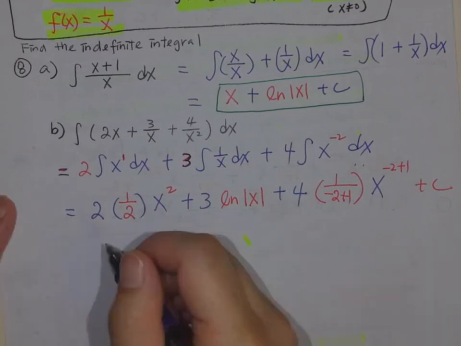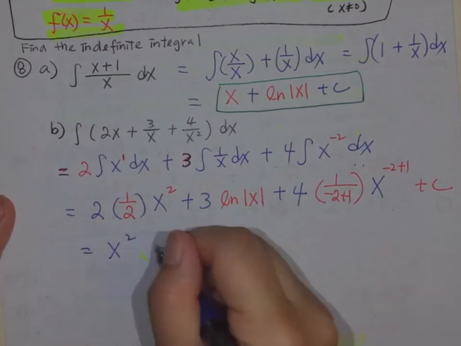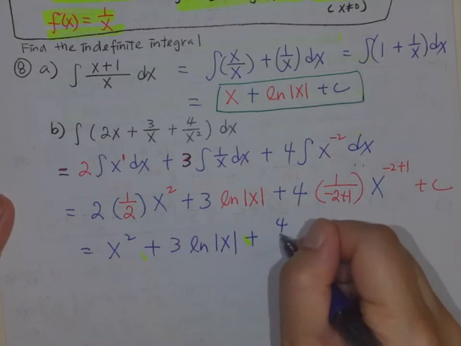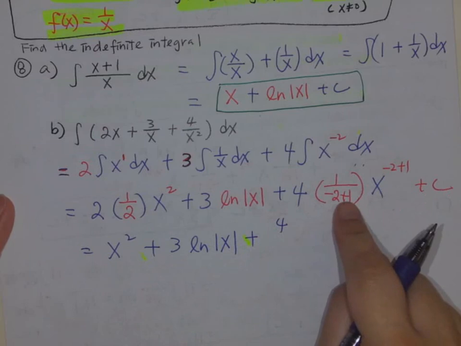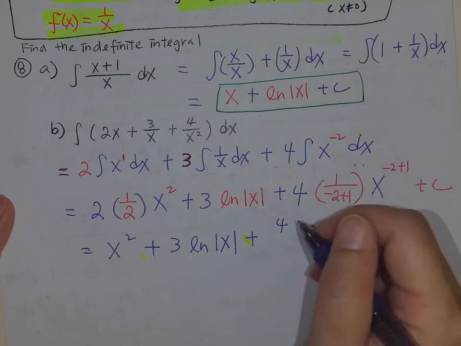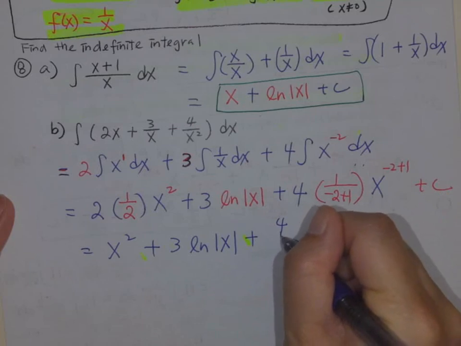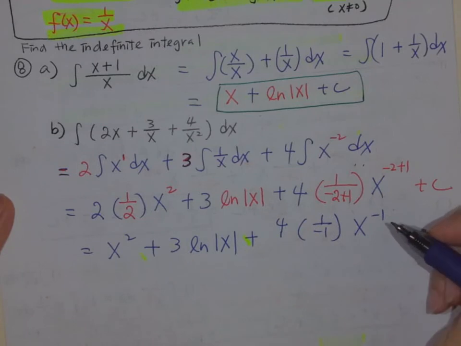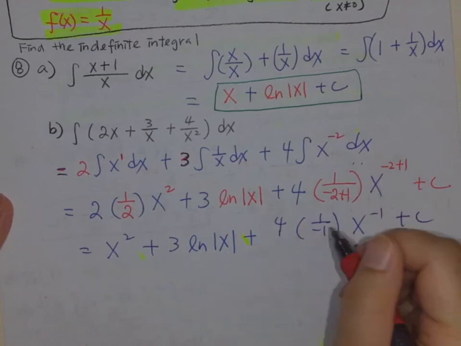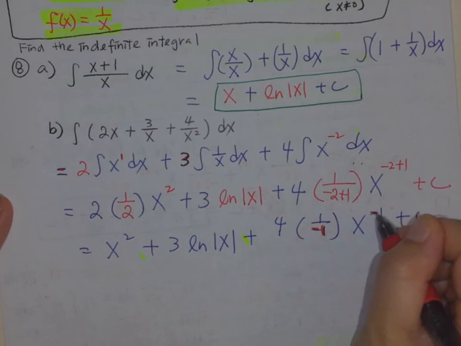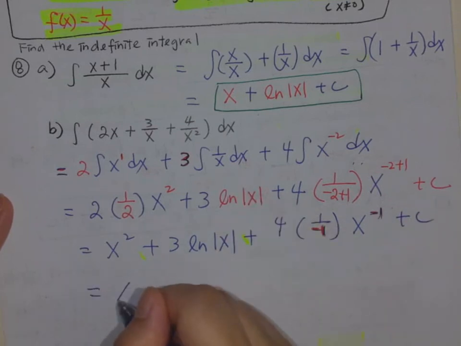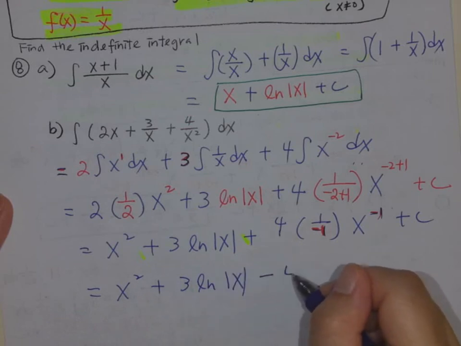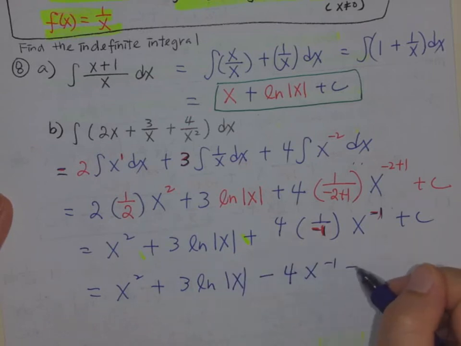2 over 2 is just 1, so it's going to be x squared here, plus 3 ln of x, plus a 4. This is -2 plus 1, which is a -1. 1 over -1, okay. And then x is -1 again, plus the c. So we have -1 and -1. Almost done. Okay, so we got x squared plus 3 ln of x. This is basically -4 x raised to -1 plus c.